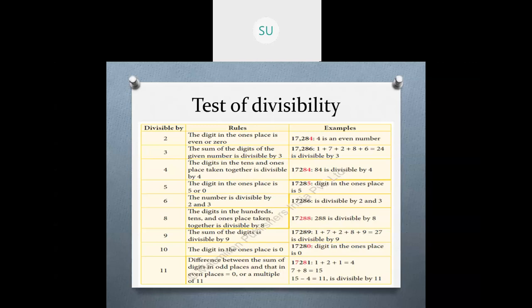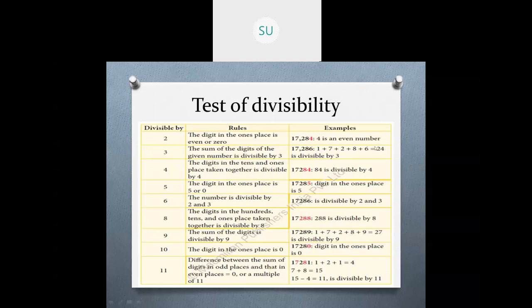Okay, and the sum that you get should be divisible by 3. Then it means that the number is divisible by 3. So here we have 17286. If I add these digits, 1 plus 7 plus 2 plus 8 plus 6, when I add all the digits, I get the sum as 24.